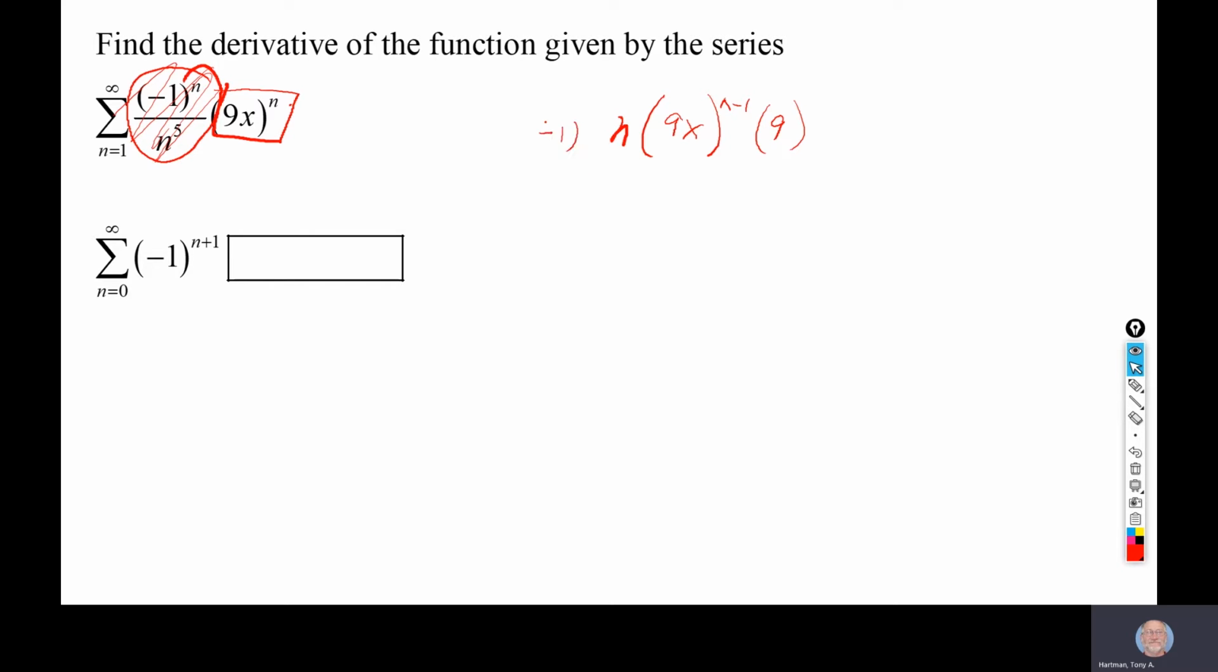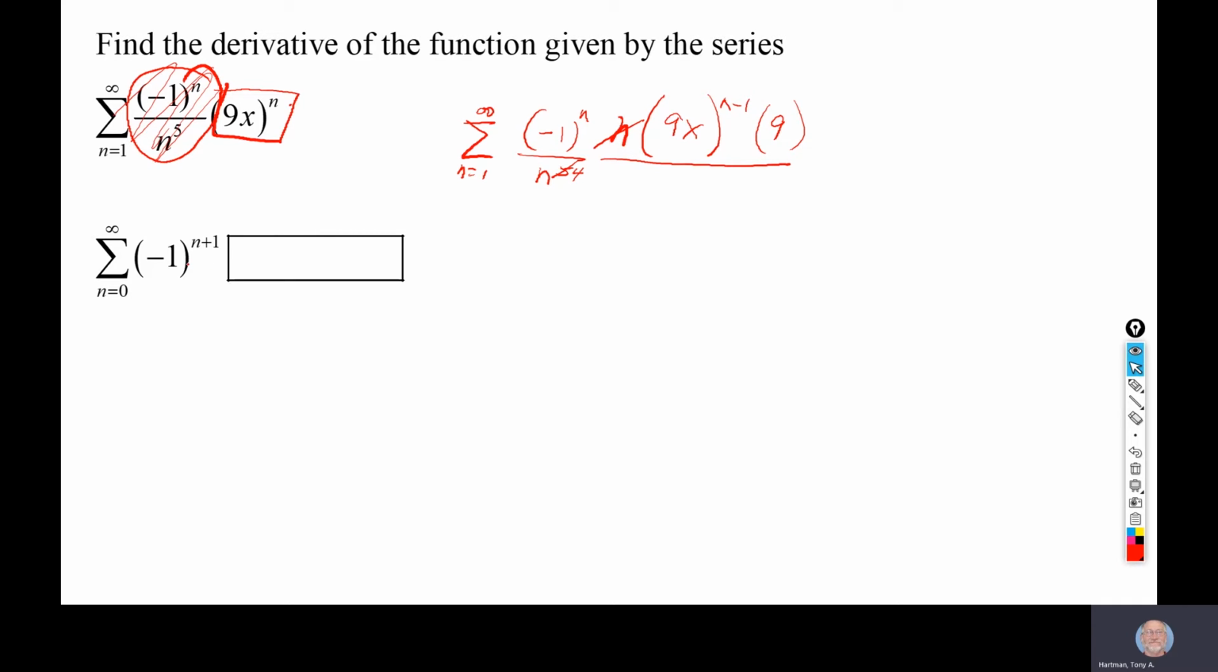So we've got a negative 1 to the n and an n to the 5 all on bottom. And the n's can be combined together. And there's lots of things we could do with the 9x and the n minus 1 and the 9. However, we'll just leave it like that for now.